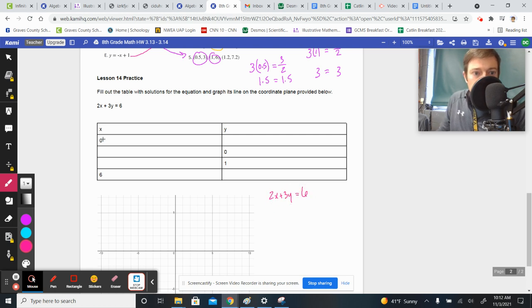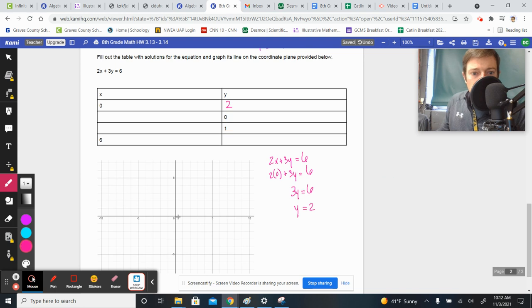And I'm telling you to put 0 in x's place. So that would look like this. And we can solve the rest for y. 3y is 6. What number times 3 is 6? Well, that's 2. So when x is 0, y is 2. So we know we're going to have 0, 2 on there, which would be right there.